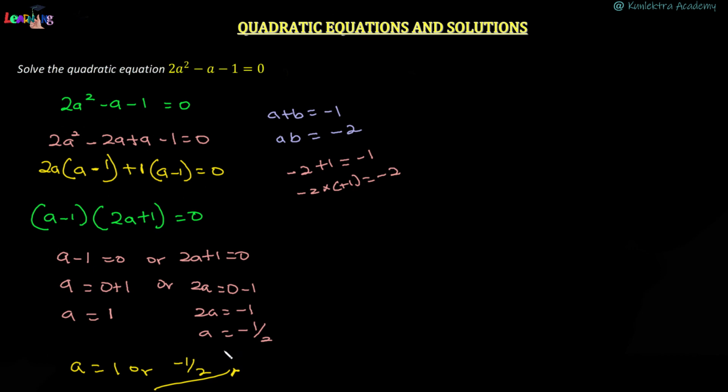Now to solve this quadratic equation, you look for the value of a, and the value of a here will be two possible values because the first term, the leading coefficient, the variable is carrying the highest index value to be 2. Now the value for our a is equal to 1 or minus 1 over 2.